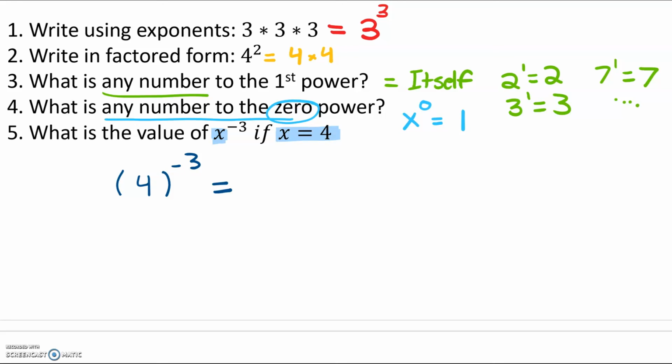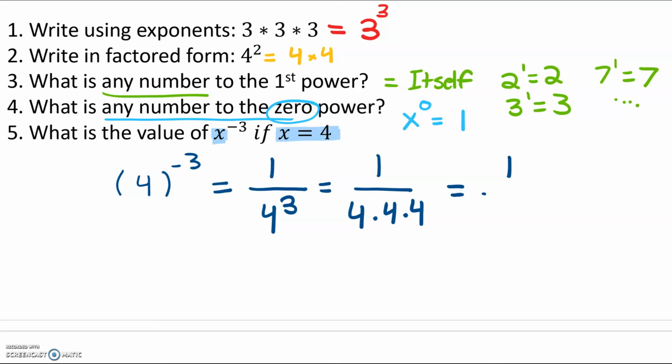Now, we need to solve this, right? Remember, negative exponents become fractions. So this is going to become 1 over 4 to the third power, which we could write as 1 over 4 times 4 times 4, which is going to give us 1 over 64. So remember, whenever you see a negative exponent, you should be thinking, I know it's going to be a fraction.